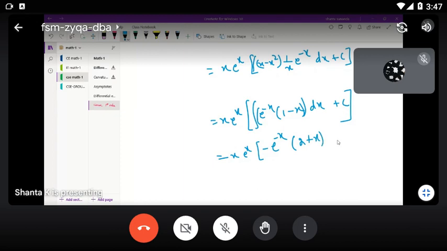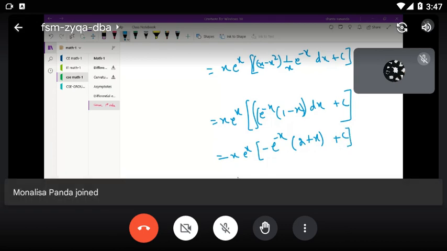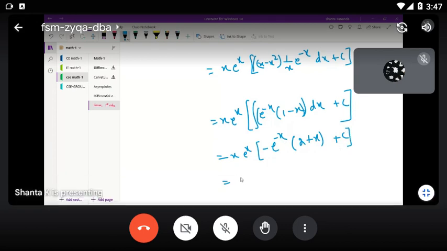2 plus x. And this c will be there. C will be here. Yes, ma'am. Okay. So if you multiply, this will get cancelled and we have x minus sign. 2 plus x constant. So here minus 2x plus x square.